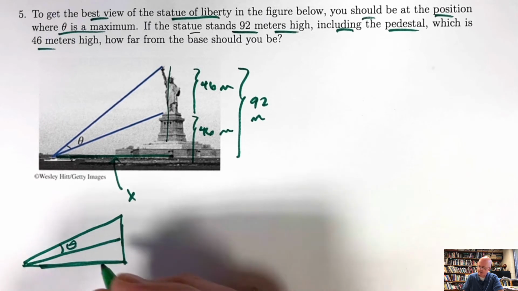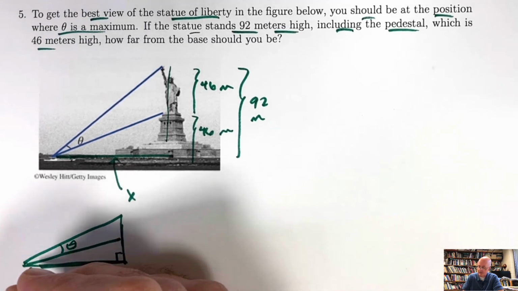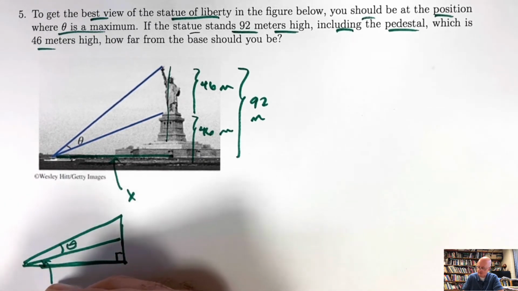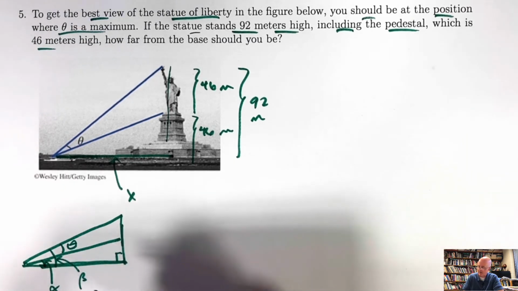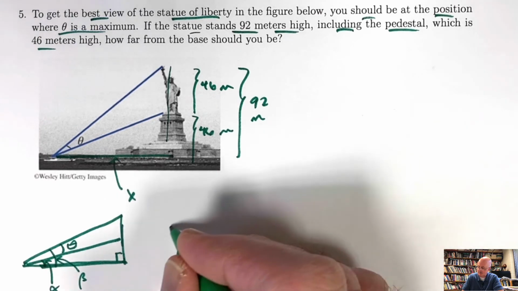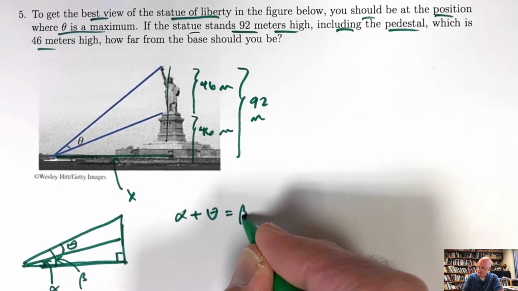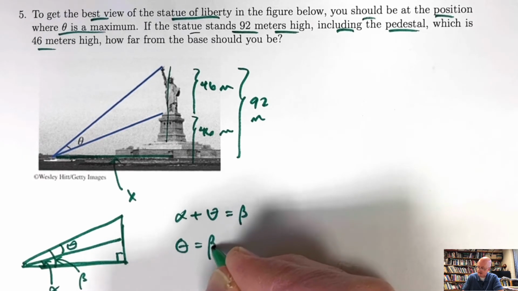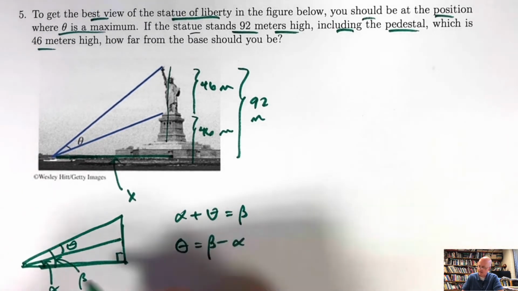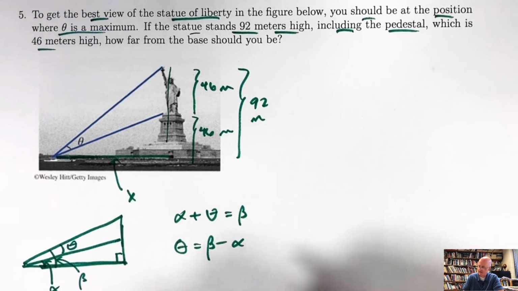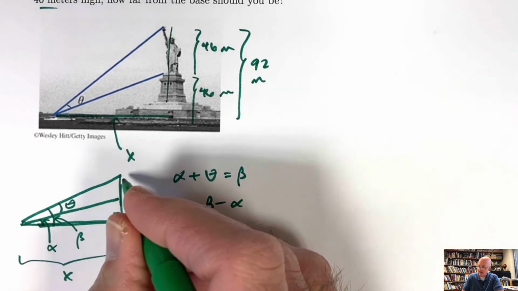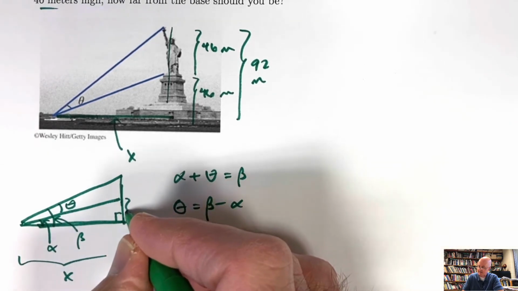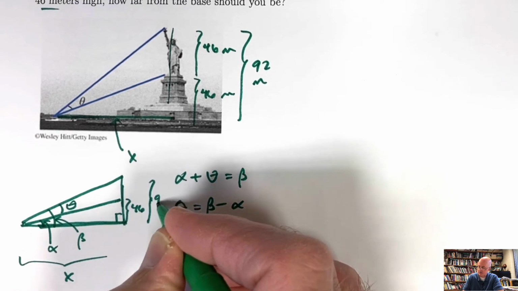Probably trigonometry is relevant. There's a right angle. But if I'm going to use that right angle, I need to think about two other angles. Call that one alpha, and call this one beta, say. Alpha plus theta would equal beta. So theta is going to be beta minus alpha. This distance here is x. Can I figure out how beta and alpha depend on x? Yeah, use trigonometry. And the fact that this distance is 46 and this distance here is 92.